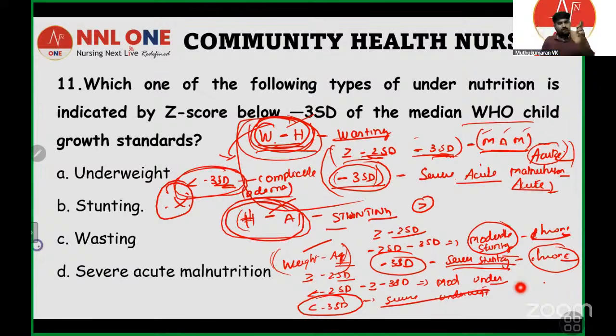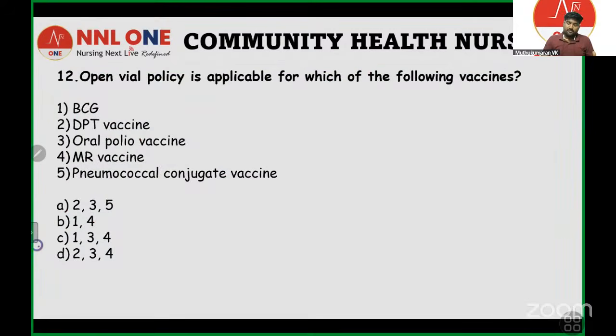So if the word wasting comes along with edema, then it is acute malnutrition, and it is severe acute malnutrition which is complicated. Okay. Is it clear now? So for your better understanding, is it clear? Shall we move on to the next question? Yes.